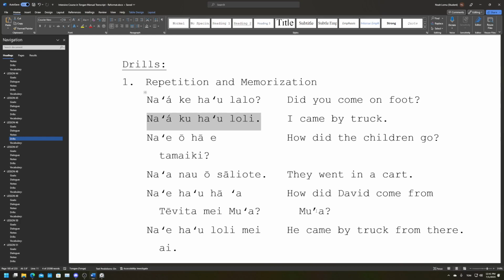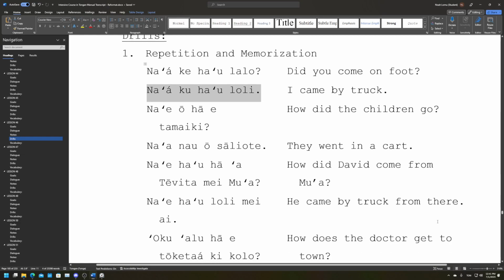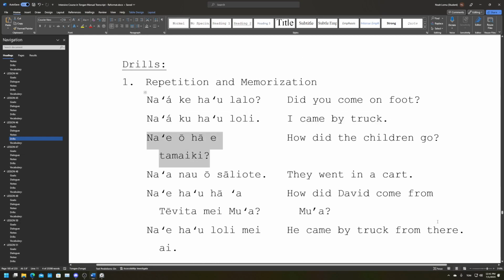Nako ha'olori. Na e o hata maiki. Yeah, those two long vowels in a row. Na o saliote.